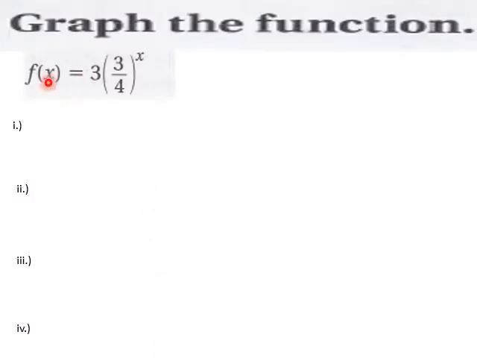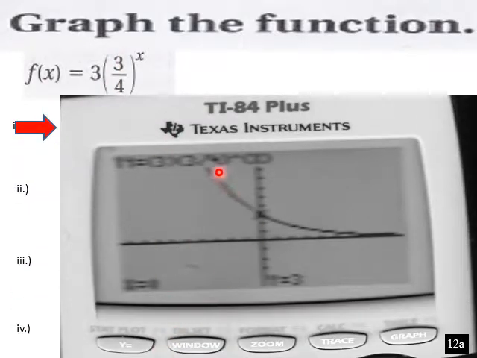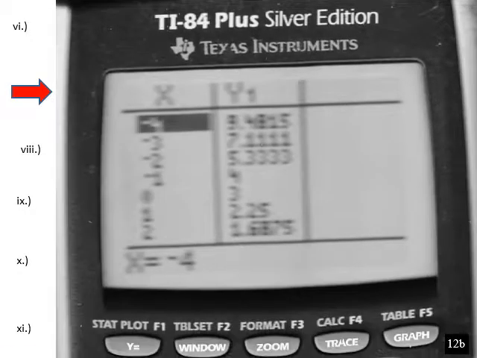Let's get into our guided practice. We're going to graph that there. And here is how it looks on a graphing calculator. Here is your curve here. When x equals 0, y would equal 3. That'd be your y-intercept right there. And then here would be the table here. When x equals 0, y equals 3. And then all these other values would be used to plot your graph.